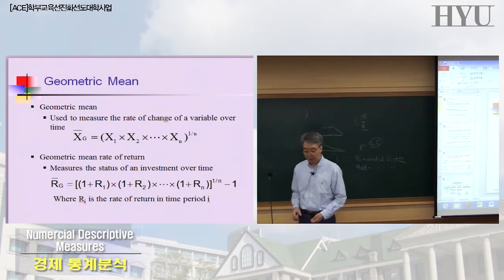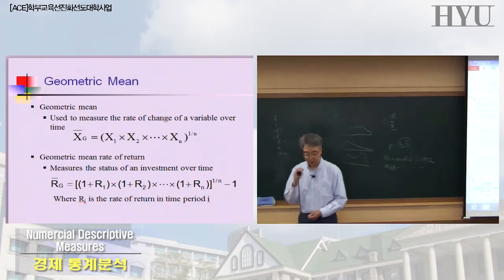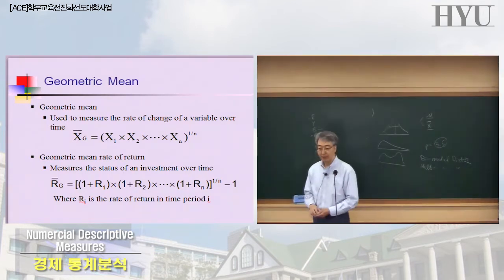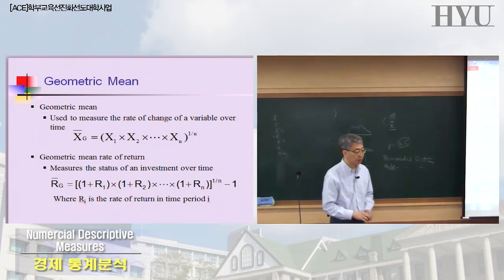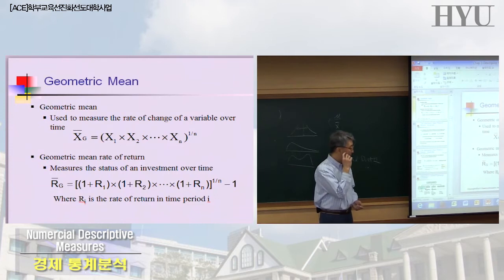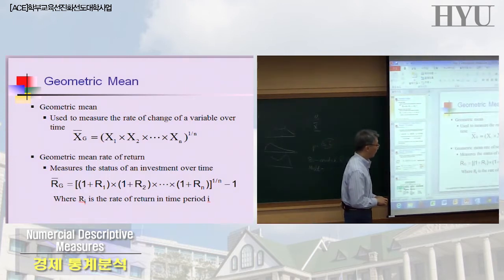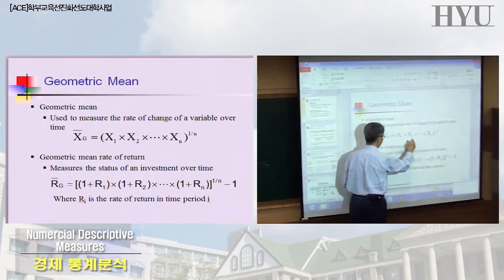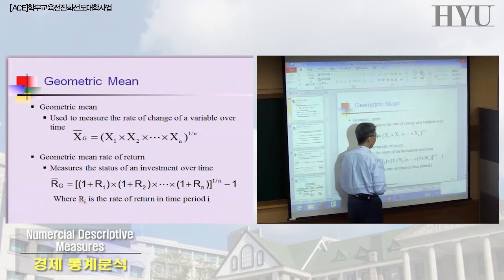All right, one additional item about central location or central tendency is called the geometric mean. And this is not very frequently used. Geometric mean, probably in engineering they use this more often than in business or economics. But the idea of the geometric mean is that when you have n numbers, you multiply all n numbers and take the nth root.